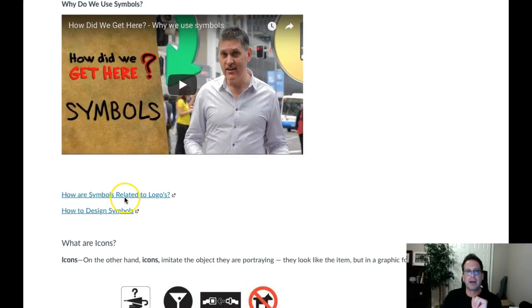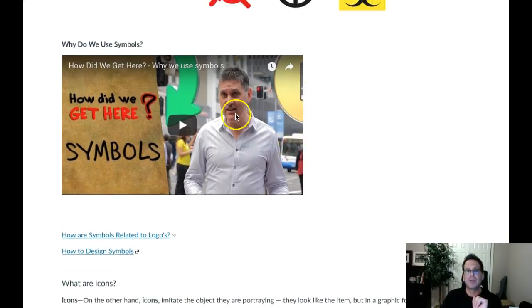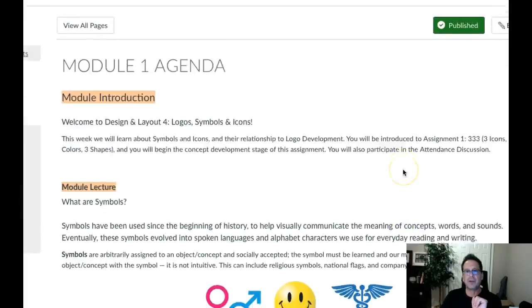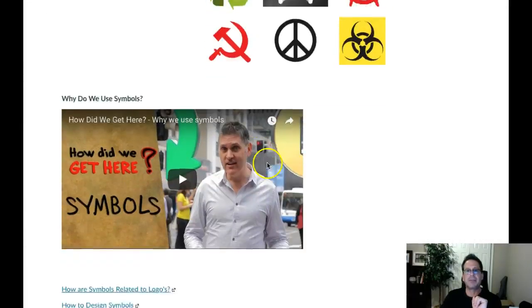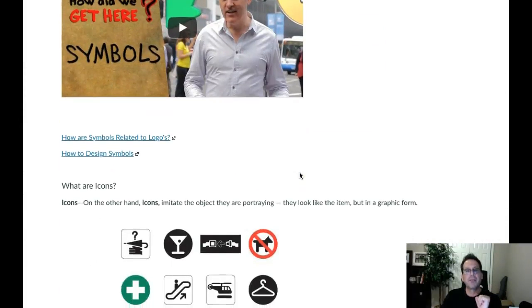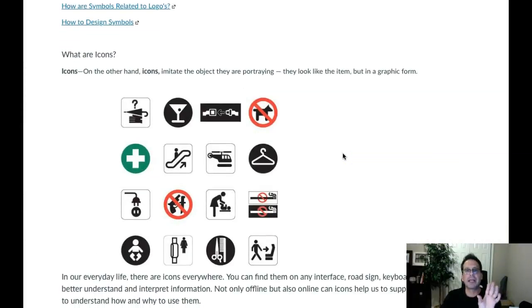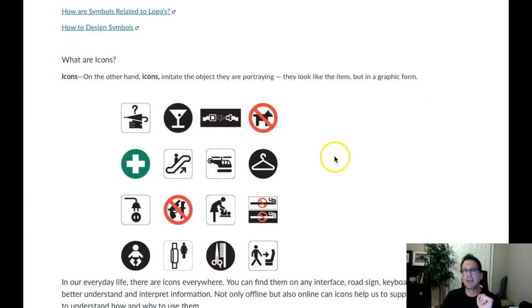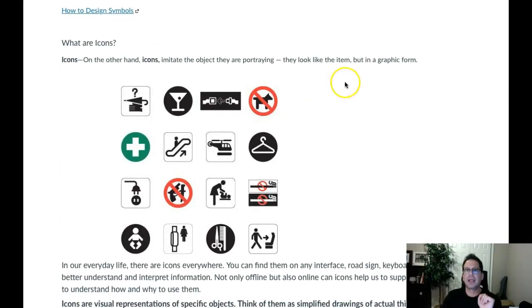We also have how are symbols related to logos and how to design symbols. So take a look at those, and that is your kind of introduction to symbols. Then from there, we move on to what are icons. Now, icons are a little bit different than symbols in that it's still a shorthand way to communicate a visual message without having to draw it out or write it out. So one little icon represents an idea, right?